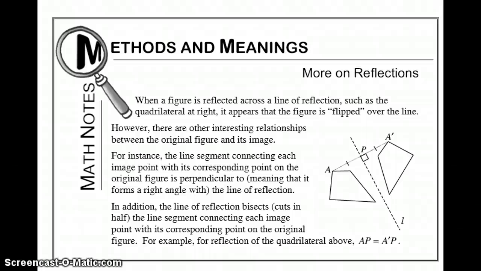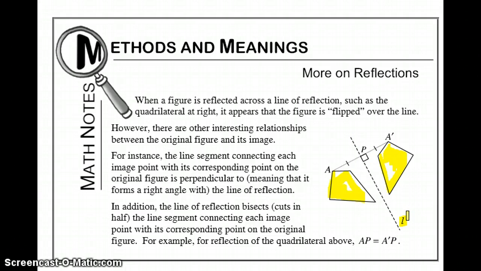Let's take another quick look at reflections. So when a figure is reflected across a line of reflection, such as the quadrilateral, four-sided figure we see here at the right, it appears that it's been flipped over the line L. Okay, however, there are other relationships between the original figure and its image.